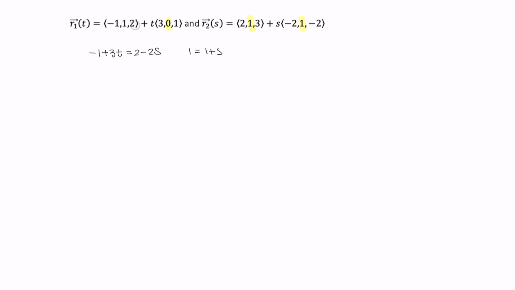All right, let's do that again. The z components. And we have 2 plus t equals 3 minus 2s. So clearly this middle one is the easiest to solve, it's s equals 0. So let's put that into both. Here, what do we get? Well, -1 plus 3t equals 2. 3t equals 3. T equals 1. Let's see if we get the same thing here. So 2 plus t equals 3. T equals 1 for sure. These match up.